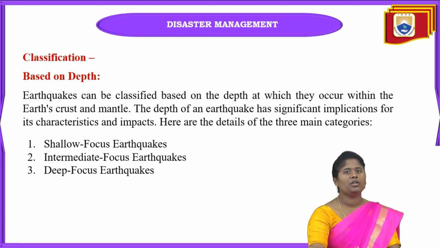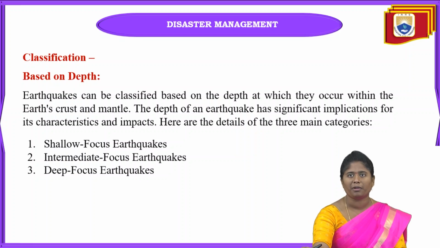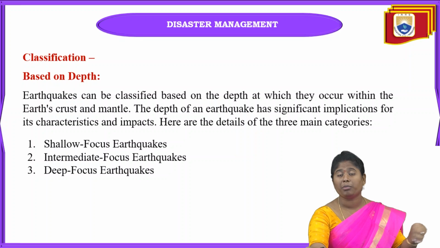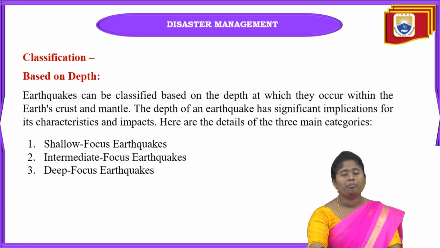Okay, and coming to the next classification, we have completed the classification based on the causes. Now coming to the next classification, that is based on depth. Any earthquake that occurs can occur at some depth. Some will go some kilometers into the earth's surface, some will go 60 to 70 kilometers and some will go 200 kilometers into the earth. Based on that depth, we are going to classify this one.